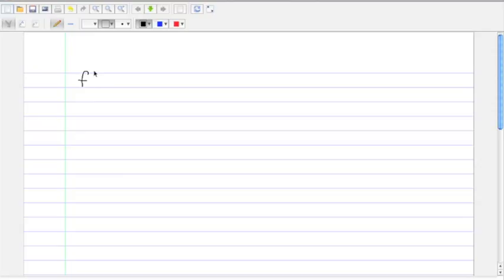So if our f of x is equal to e to the x, we want to evaluate these at the point (0, 1) and (1, e). So we want to find the slope of the tangent. All that means is we need to find f prime evaluated when x is 0 and x is 1.